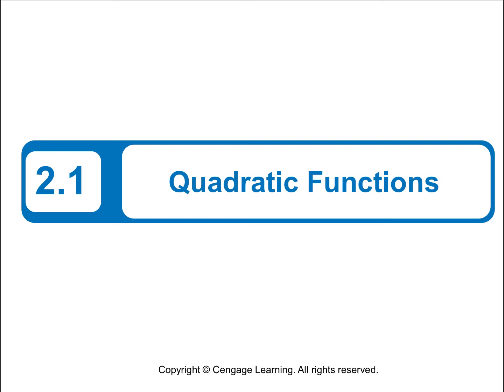Right, so 2.1 is about quadratic functions. Does anybody know what a quadratic function is? So quadratics are x squared functions. And what do x squared functions look like? Parabolas. So we're focusing on parabolas in this section. We kind of talked about them in chapter 1, but we're going to go a little bit deeper about parabolas in 2.1.